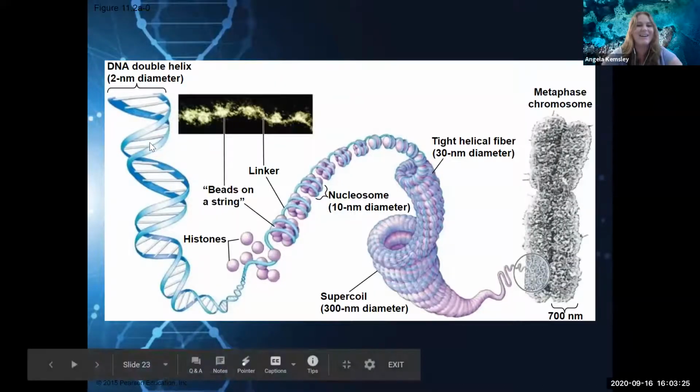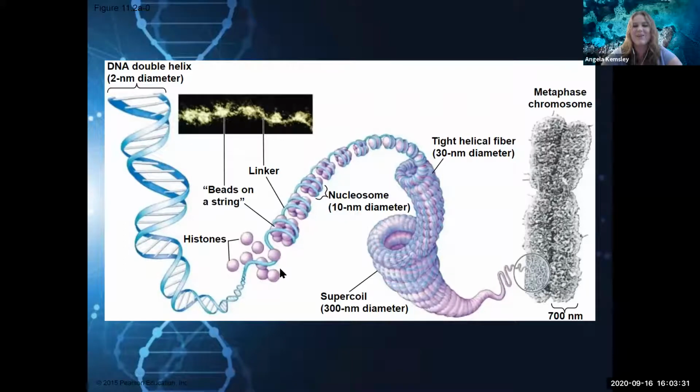We're going to look at a picture right here. Here is our basic double helix on the left. You'll see these little purple balls are the histones that the DNA wraps around. You'll notice there are these little packets of DNA wrapped around 8 histones. When we have that packet of DNA wrapped around 8 histones, we refer to that as a nucleosome. And in between these nucleosomes, in between these little packs, that DNA is called a linker.